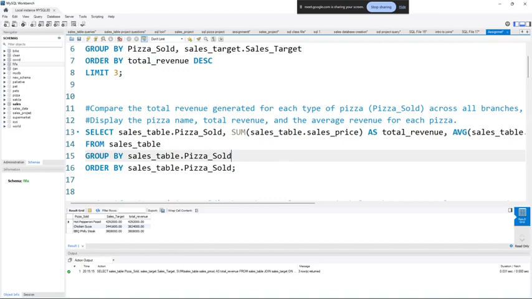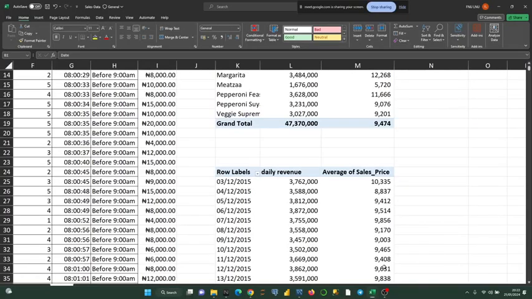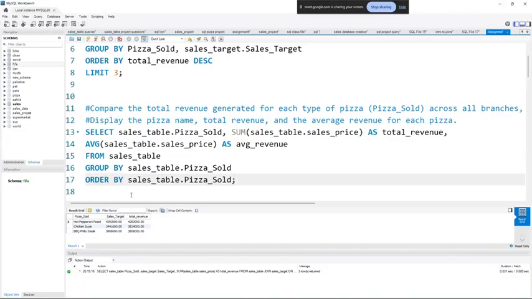Okay, let me just bring it here. You know they asked for the average revenue. Do you understand? They asked for the average revenue. So this is how we get our average revenue. So group by the pizza sold. Since we are using this particular total, we have to group by what? The pizza sold. Group by the pizza sold.